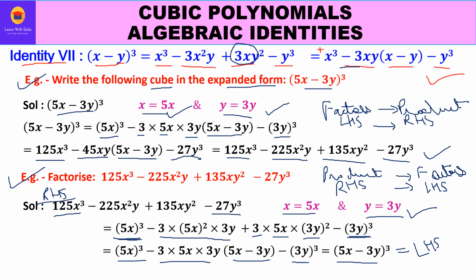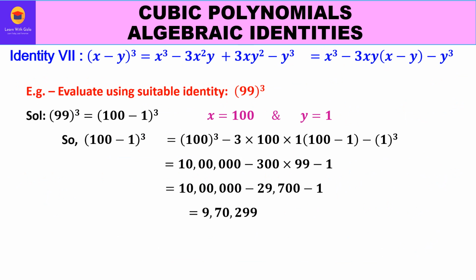Now we move to the third type of question. In the third type of question, we are given: evaluate using suitable identity. So 99 whole cube we have to evaluate using suitable identity. 99 whole cube means you have to basically multiply 99 three times. It will be very complicated if we go manually, 99 into 99 into 99. So we have to use identity 7 to solve it. How? 99 can be written as 100 minus 1. Isn't it resembling our x minus y whole cube, where x is 100 and y is 1? This is our x, this is our y.